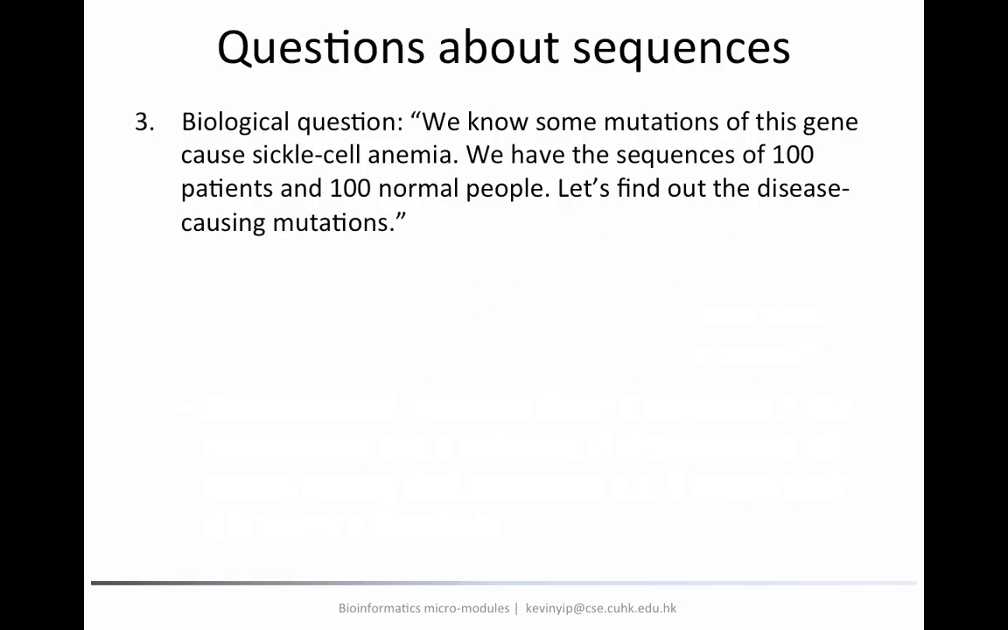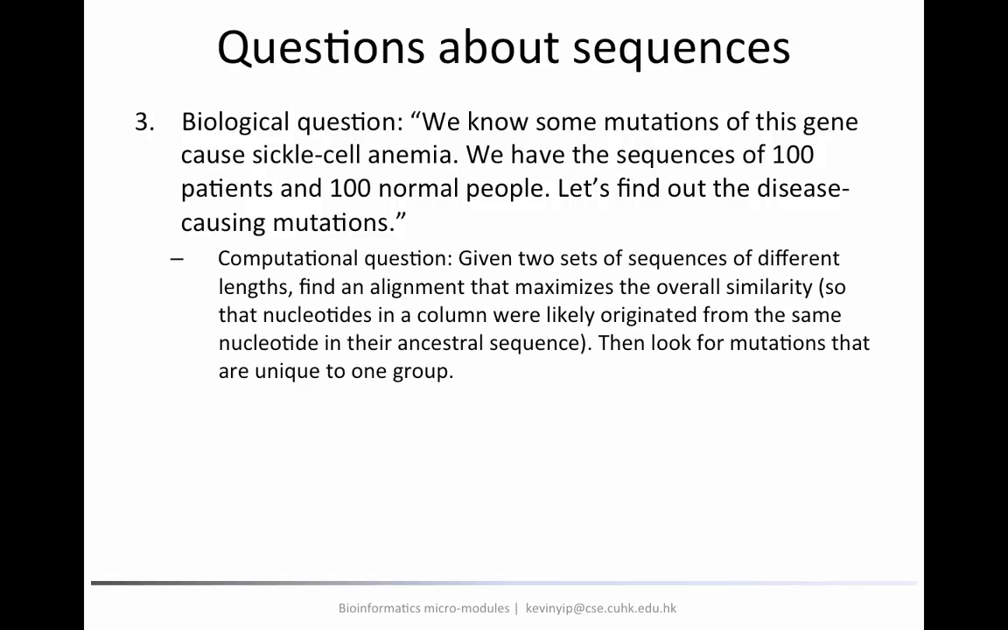In the third situation, suppose that we are studying a certain disease called sickle cell anemia. Let's say we have already found a gene that is related to this disease, but we are not sure exactly which mutations cause this disease. So what do we do? We collect the sequences of 100 patients for this gene, and correspondingly, the sequences for 100 normal people. We want to find out the disease-causing mutations. How do we do that? We can formulate that as a computational question too. Basically, we want to find out the positions in the sequences that can separate the 2 groups of sequences well.